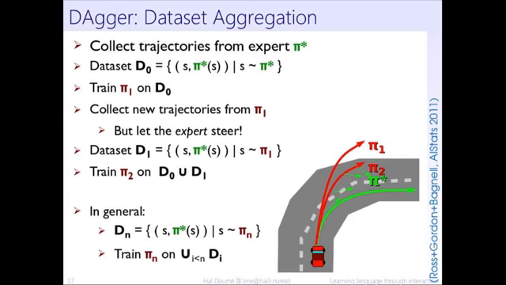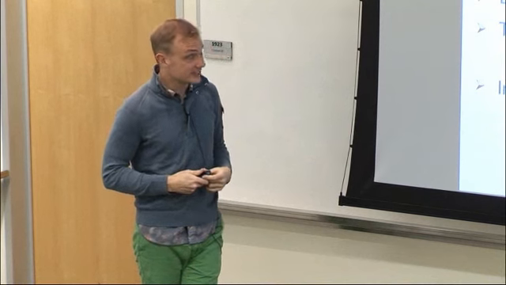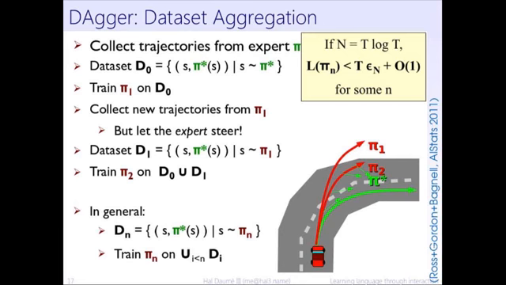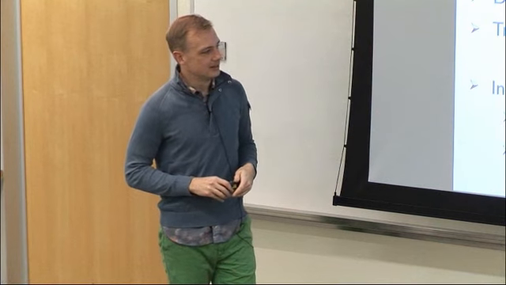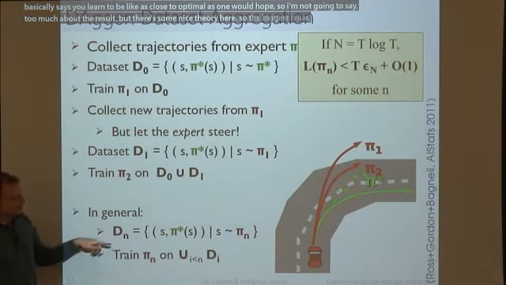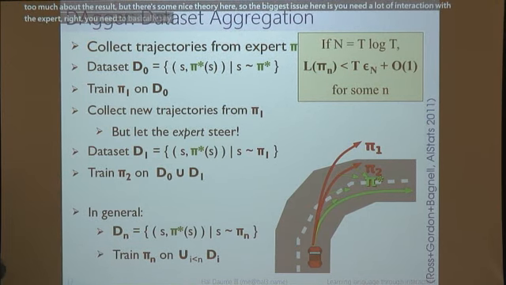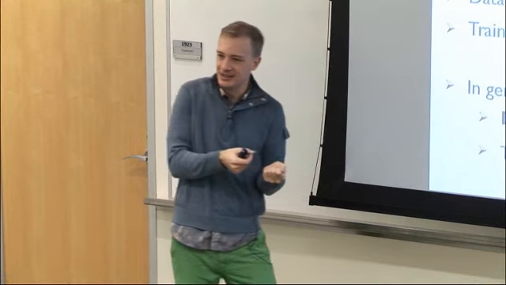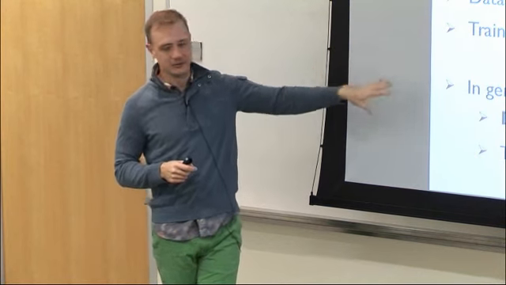And if you repeat this process long enough, roughly t log t, where t is the length of the trajectory, you get a nice result that basically says you learn to be as close to optimal as one would hope. I'm not going to say too much about the result, but there's some nice theory here. The biggest issue is you need a lot of interaction with the expert, right? You need to basically say, hey, if you did this other thing that you didn't do, what would you do to recover? This requires a huge amount of interaction, and I'm going to try to reduce this amount of interaction later, but this is what we use for the results that I'm going to show you in a second.